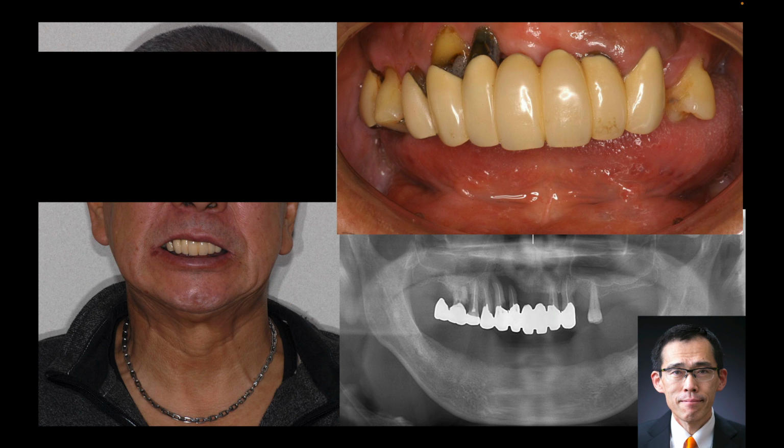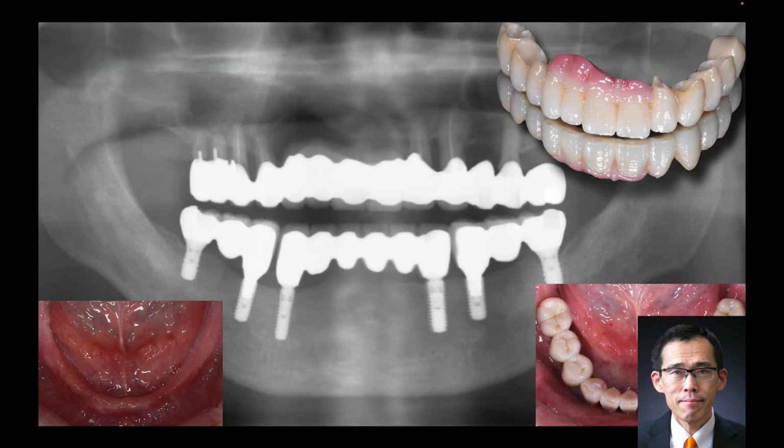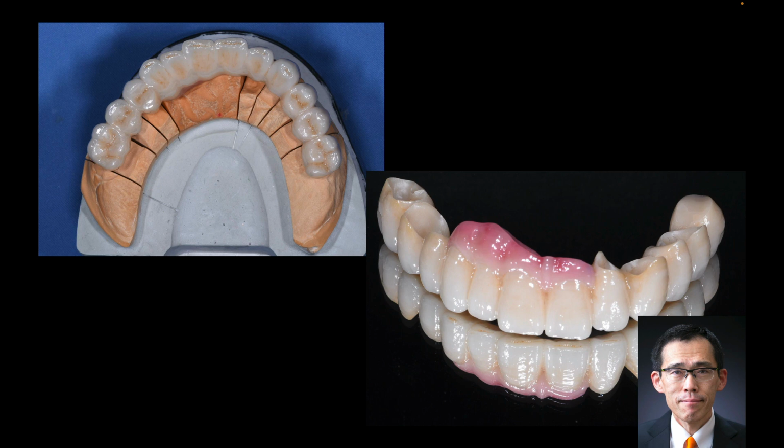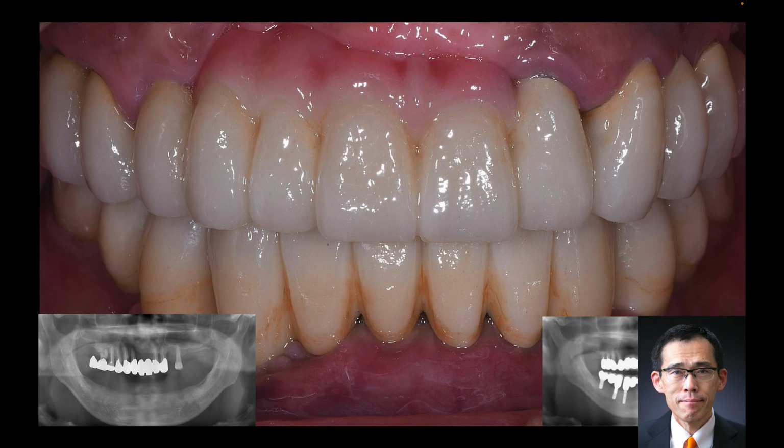You can see the first clinical situation in this case. Six implants were placed in the edentulous mandible, and a full ceramic bridge was set in the maxilla. This is the full bridge in this case. You can see the definitive restoration in this case.